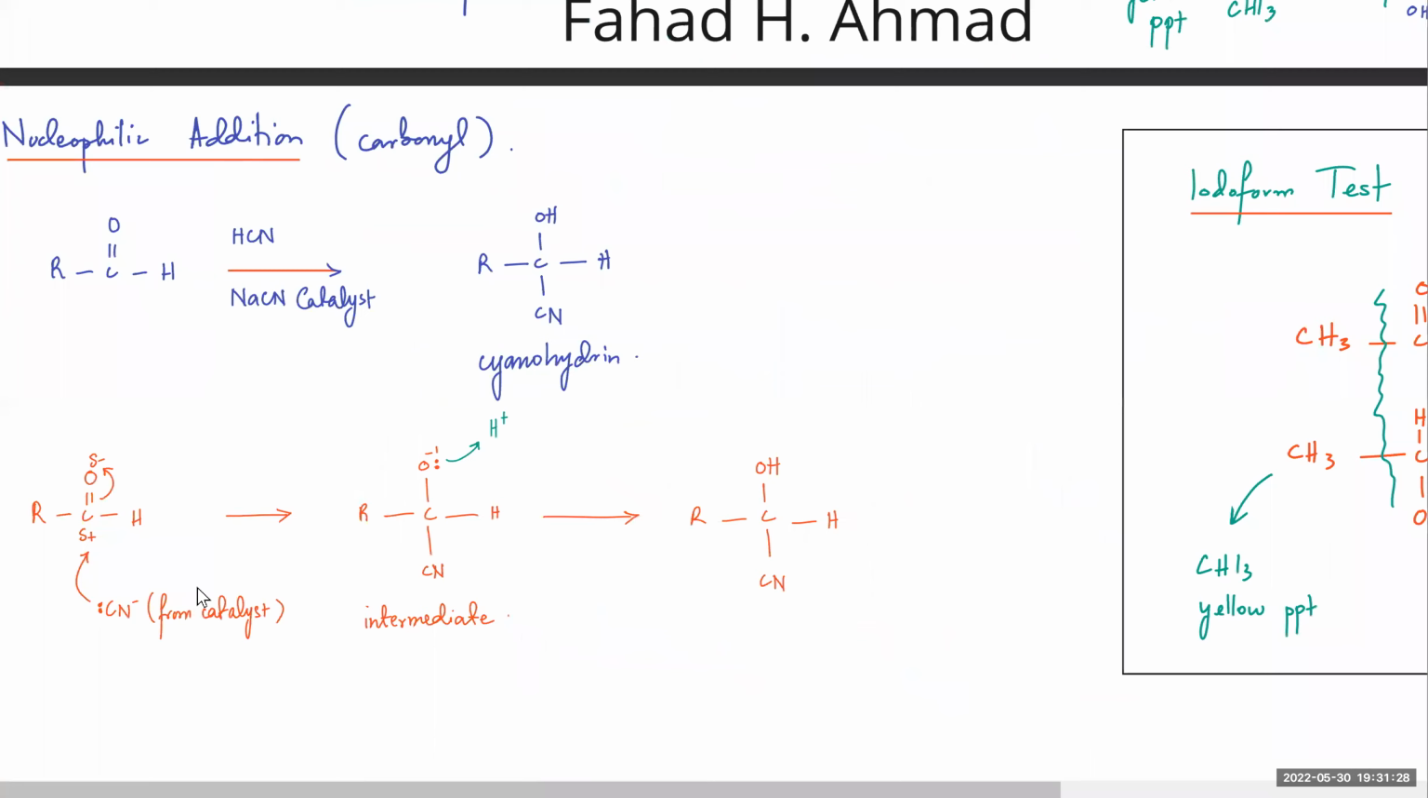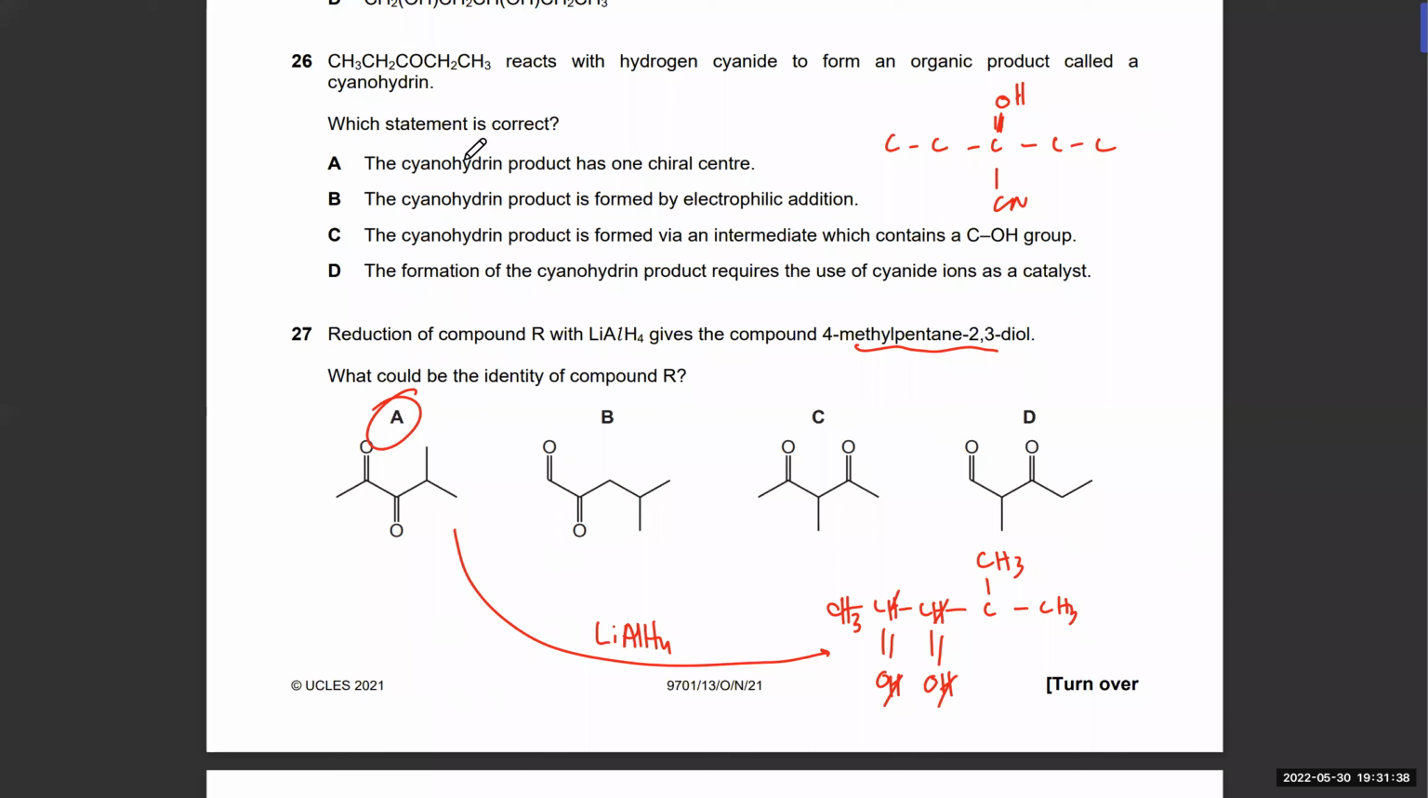And the mechanism is this one. They'll probably have questions on this. The CN attacks the carbon with the double bond and joins with it. The oxygen becomes negative, and then it joins with the H+. So that's what's happening. Which statement is correct? Does it have a chiral center? It doesn't, because both sides are exactly the same.